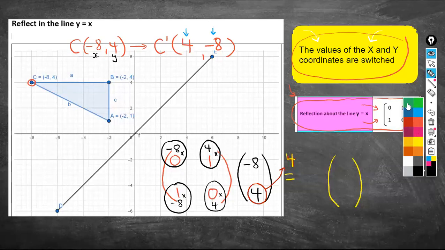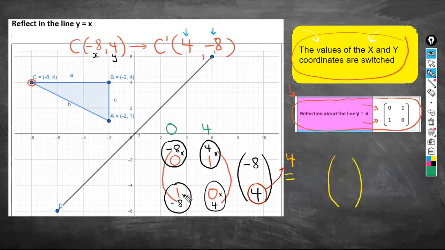Minus 8 by 0 is 0, well, anything multiplied by 0 is 0. 4 by 1 is 4. 1 by minus 8 is minus 8. 0 by 4 is 0. To get the answer on top, you add the two values on top. 0 plus 4 is 4. To get the answer underneath, minus 8 plus 0 is minus 8.